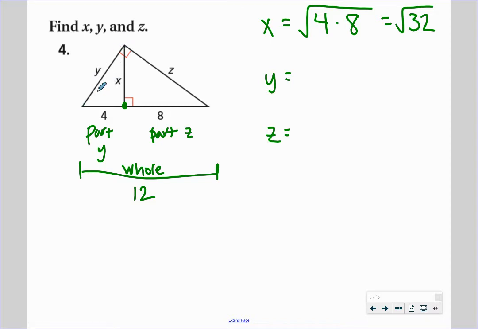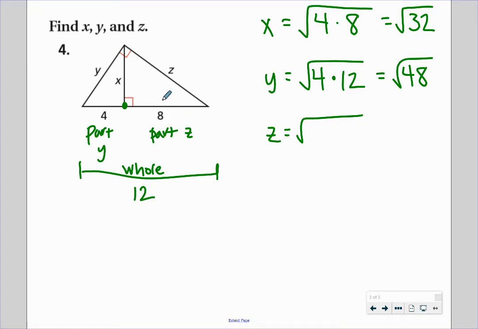All right, now y touches part y, so y touches 4, but it doesn't touch 8. So we don't use 8. Instead, we use the whole, which we found to be 12 by adding those together. 4 times 12 is 48, so y would be the square root of 48. Z touches 8, and then also I'm going to use 12. So that's going to give me 8 times 12, which gives me the square root of 96.